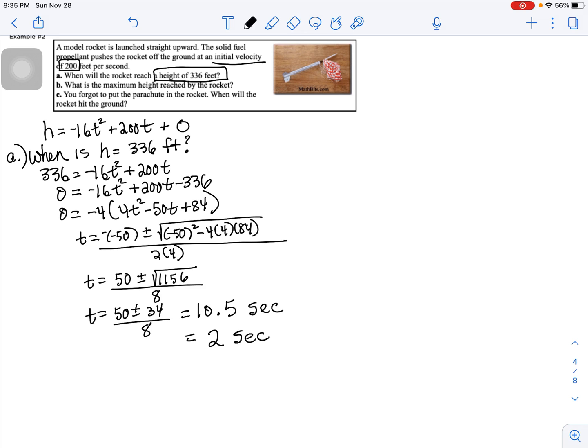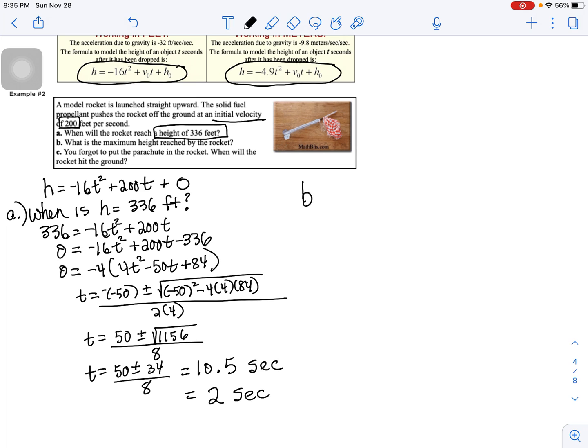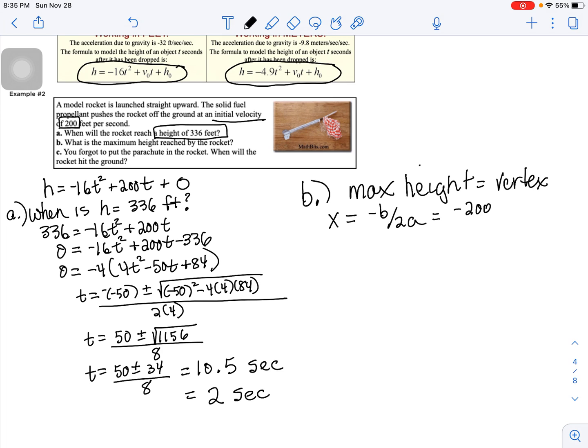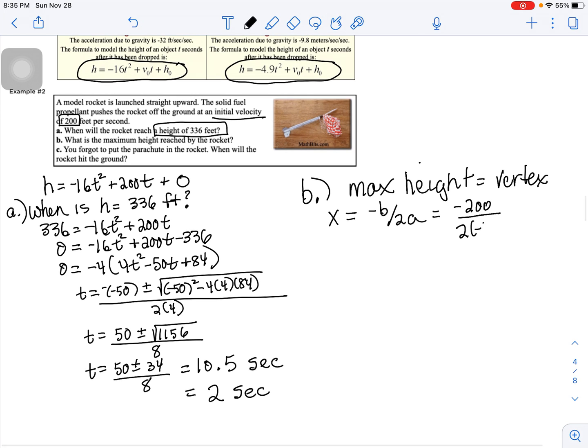What is the maximum height reached by the rocket? All right, so maximum height. The maximum height is going to be the vertex. So we're going to go back to what we did at the beginning, and we're going to find the axis of symmetry. So that's x equals opposite of b over 2a. And now you can go back and use your original equation, or you can use the factored one. I'll go back to the original. So that's going to be the opposite of 200 over 2 times negative 16.